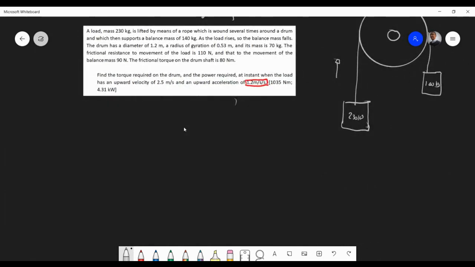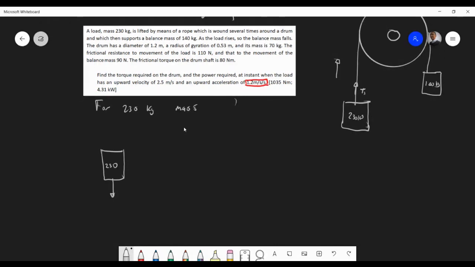Let's say I'm going to call this one T1. So T1 is for the 230 kilogram mass. Okay, first thing we do, we isolate the component and show all the forces acting on it.